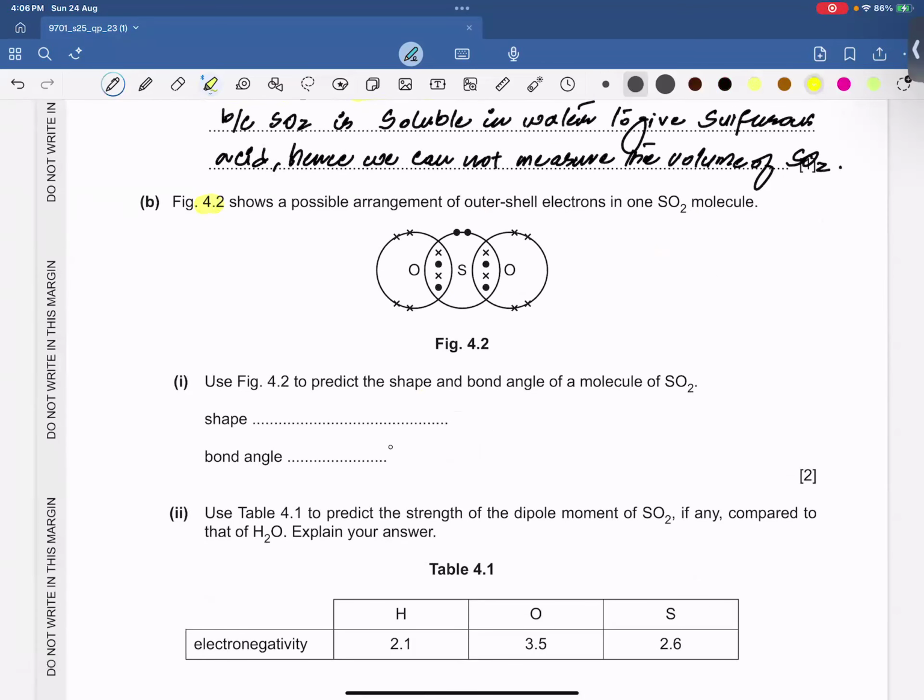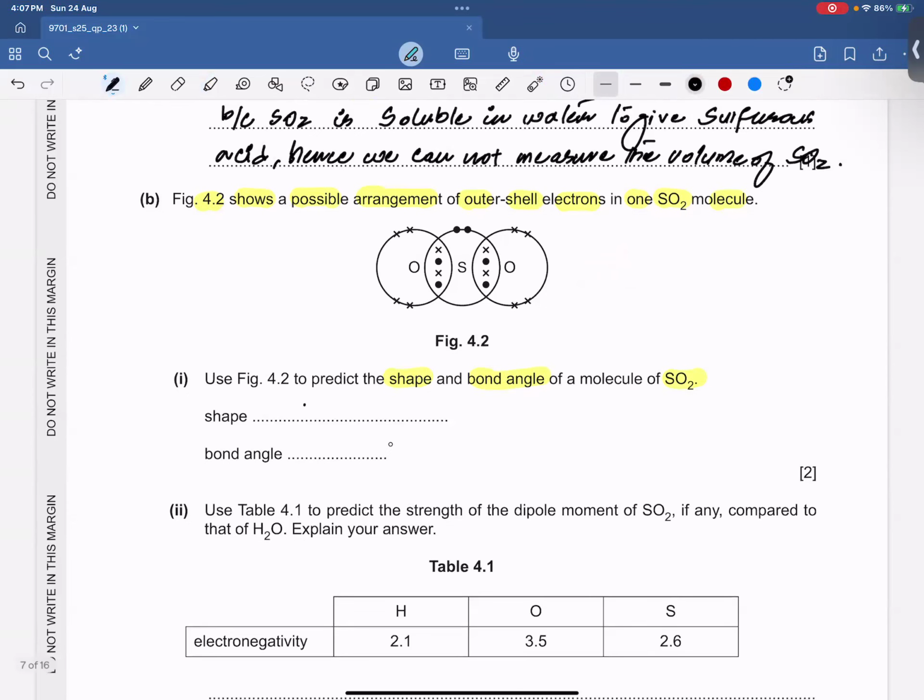Next part, B part, figure 4.2 shows a possible arrangement of outer shell electrons in one SO2 molecule. Sulfur is found in group 16 of the periodic table, so it has six valence electrons, 1, 2, 3, 4, 5, 6. And oxygen has 6 valence electrons, that's 2. So that's the correct dot and cross diagram of SO2 molecule. Predict the shape and bond angle of SO2. Shape is non-linear, just like water. And bond angle is 117.5. And that's what I've told you in the class, in the bonding chapter, okay?